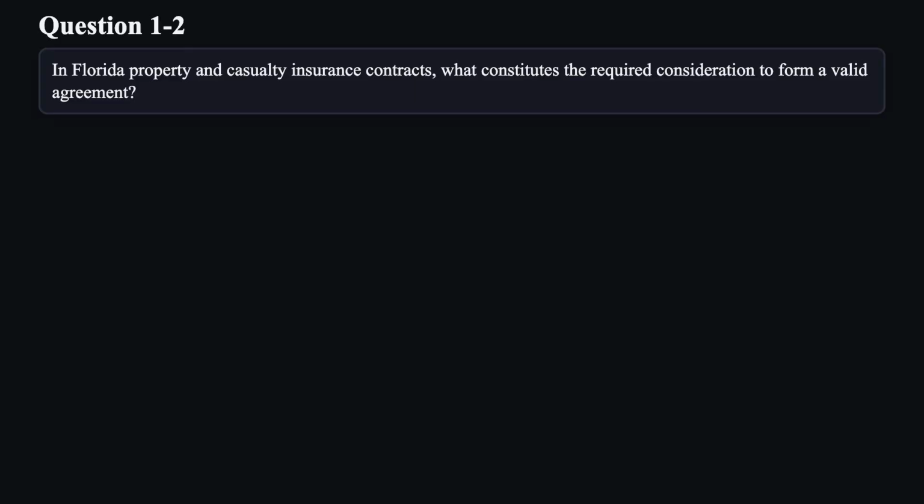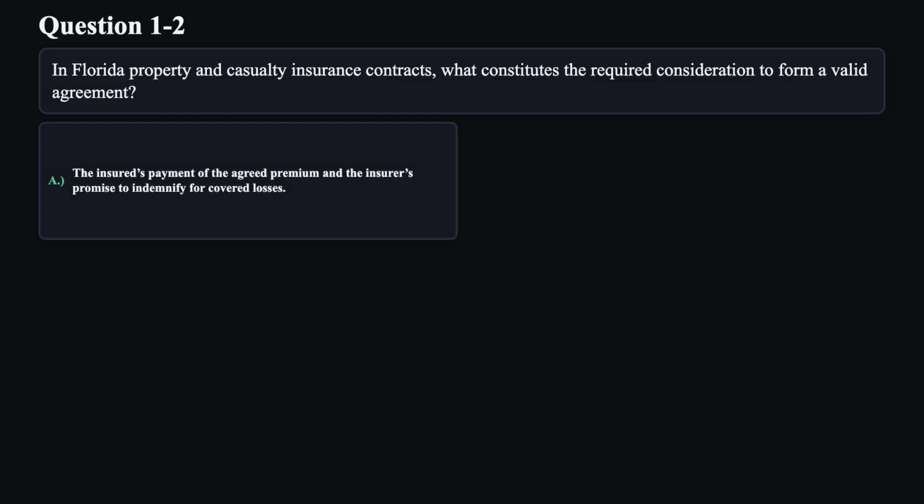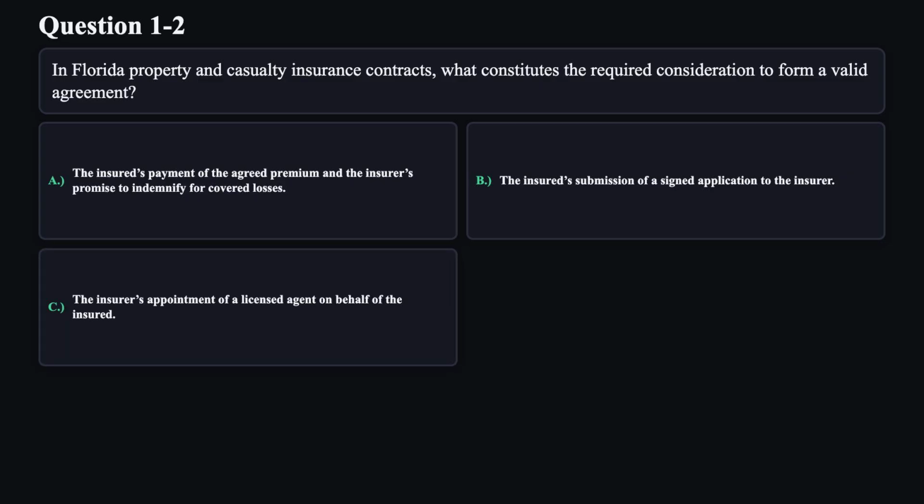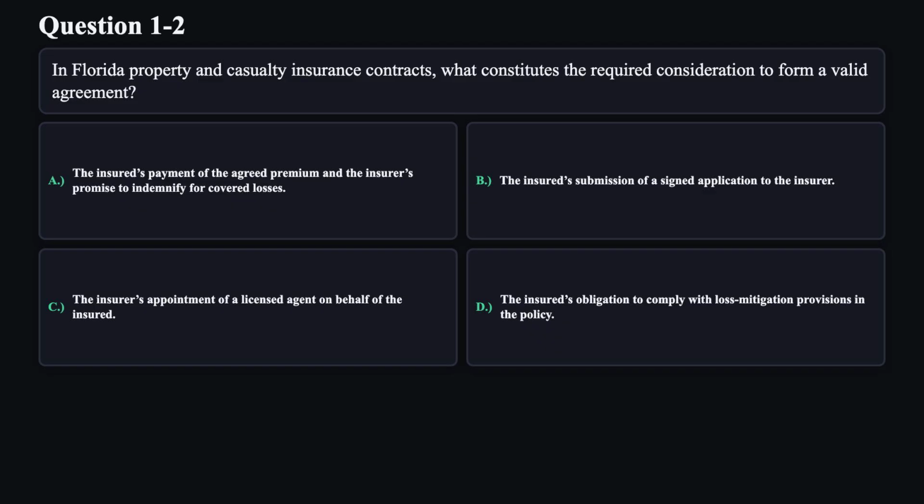Question 2. In Florida property and casualty insurance contracts, what constitutes the required consideration to form a valid agreement? A. The insured's payment of the agreed premium and the insurer's promise to indemnify for covered losses. B. The insured's submission of a signed application to the insurer. C. The insurer's appointment of a licensed agent on behalf of the insured. D. The insured's obligation to comply with loss mitigation provisions in the policy.